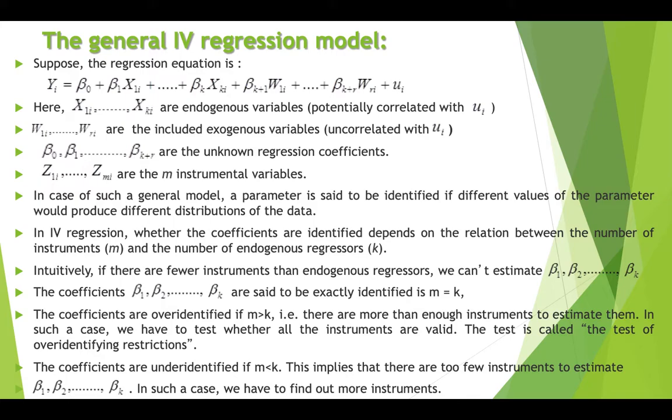Now, if m is equal to k, the model is exactly identified. If m is greater than k, the model is over identified. Then we have to test whether we have taken any unrelated instruments, whether all of them are valid or not. If we have taken any invalid ones, then we have to delete them. And if m is less than k, the coefficients are under identified, so we have to find more instruments.